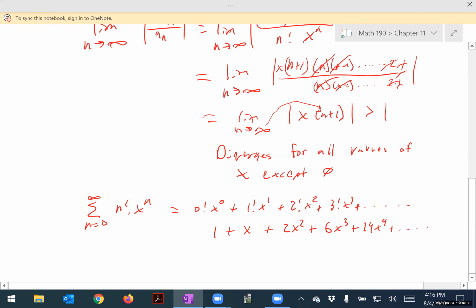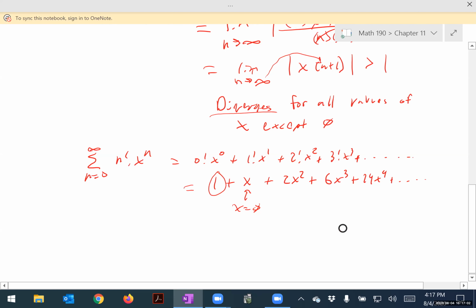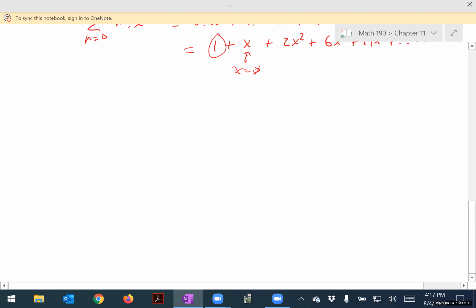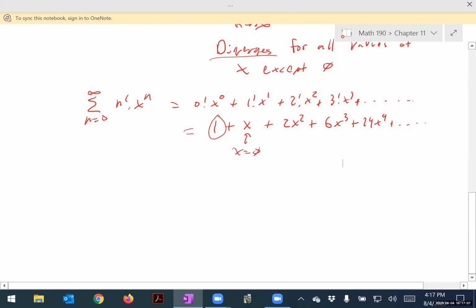Okay, and then we're saying, well, what's the only x value where this thing is going to converge? The only x value where this thing is going to converge is going to be 0, because if I plug in x equals 0, what does this thing converge to? It converges to 1. Everything else goes to 0. So it diverges for all values of x except 0. If I plug in anything other than 0 here, this thing's going to diverge.